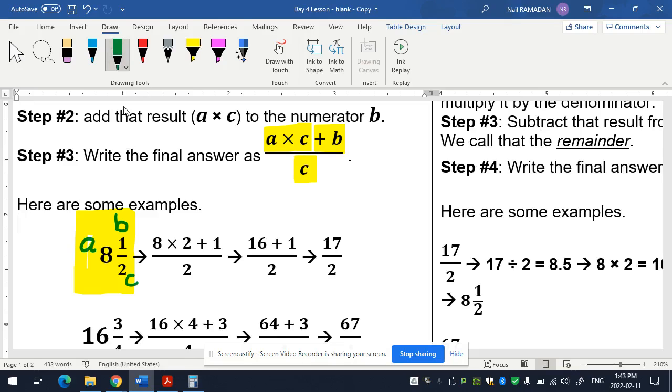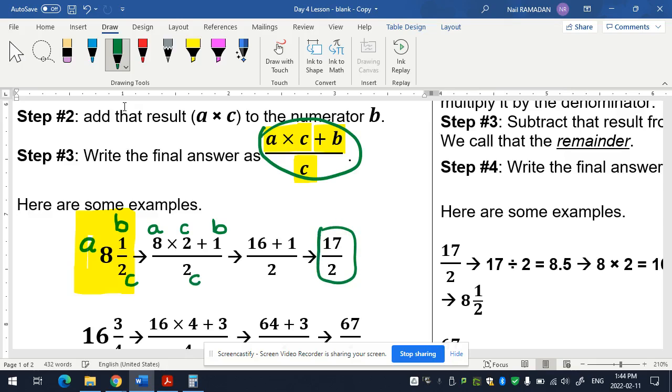So let's see. Apparently my first number has to be A. Is it? It sure is. This is indeed the A. Times 2. What is 2? 2 is the C. Plus what? Plus 1. 1 is the B. I am exactly following this thing to the letter. And obviously this one is again C. So this is the answer.